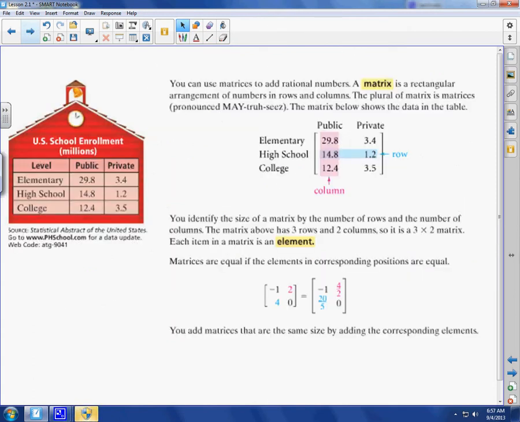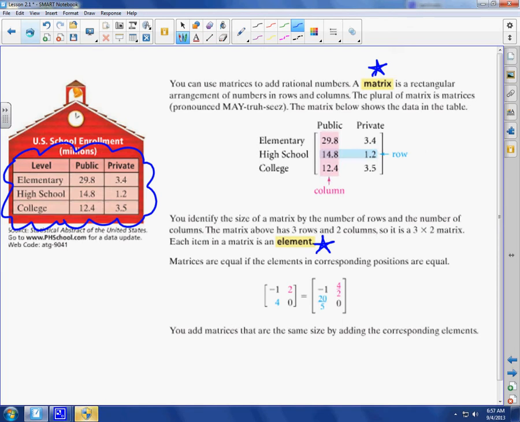All right, something new this year that you're going to learn is these matrices. So here's the next two vocabulary words, matrix and element. A matrix is a rectangular arrangement of numbers in rows and columns, similar to a table, which we've all seen a ton of times. The plural of matrix is matrices. The matrix below shows the data in the table. So they took this table and they made it into a matrix.